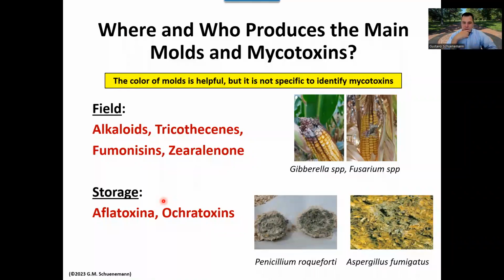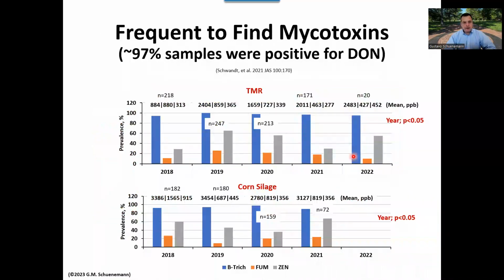The color of the mold, when looking at the color, that really is helpful. But it's not specific to identify the mycotoxin, because of what I mentioned before: they can produce several of these mycotoxins, right? But in general, as a summary, in the field you usually get alkaloids, trichothecenes, fumonisins, zearalenone. And during storage, aflatoxin and ochratoxin, those are the major ones. And you can see here the color of some of these fungi changes, some of them are red in color, and sometimes you see that in the field.